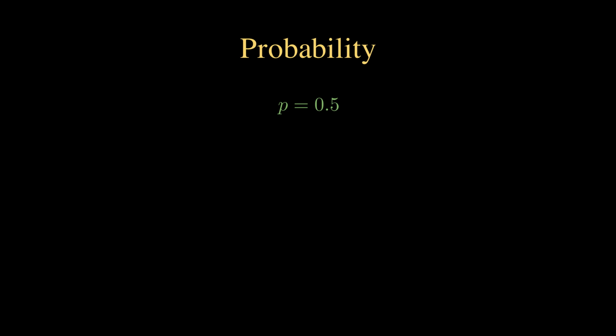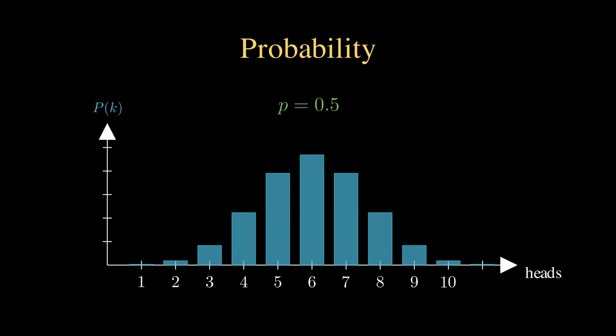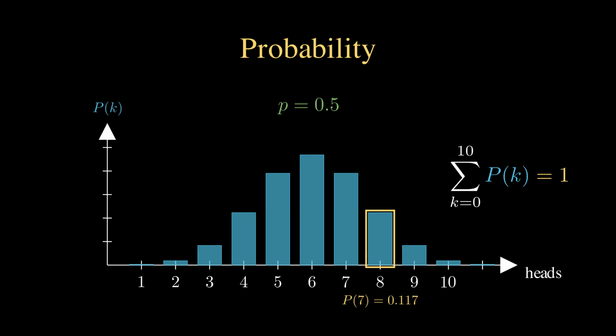Let's make this concrete. Say you have a coin with probability P equals 0.5 of landing heads. You flip it 10 times. What are the chances of getting 0 heads? 1 head? 5? This bar chart shows you. Each bar is the probability of that specific number of heads. And here's the key property. All these bars add up to exactly 1. That's what makes it a probability distribution. Every possible outcome is accounted for. For instance, the probability of getting exactly 7 heads is about 0.117.